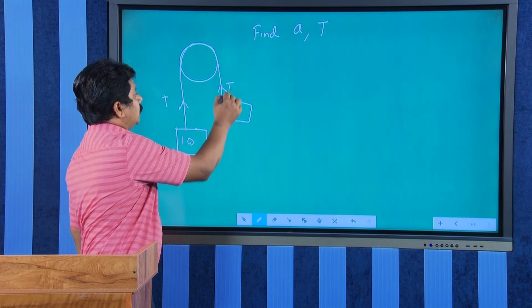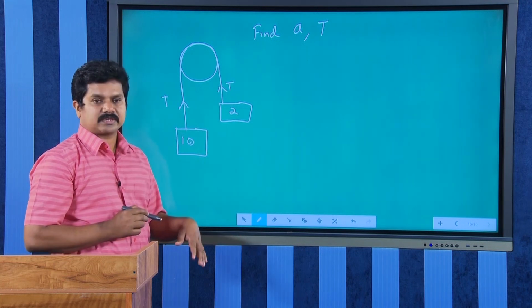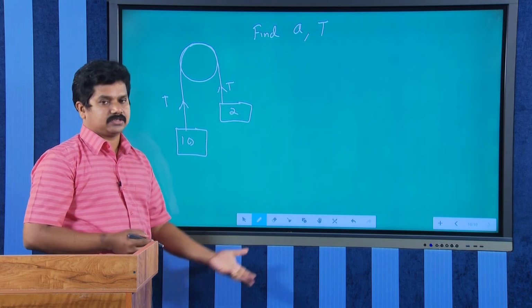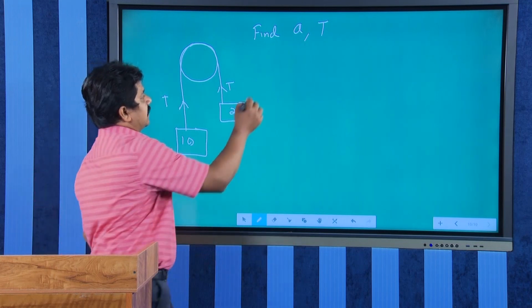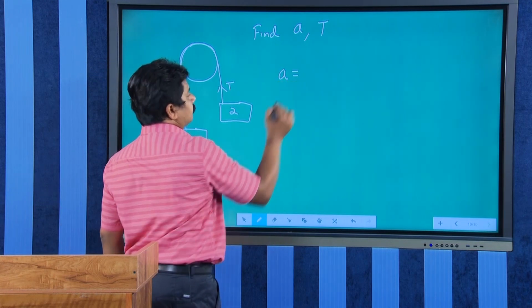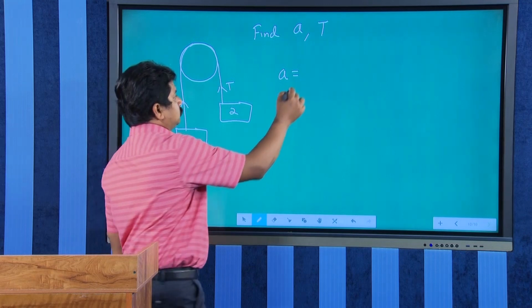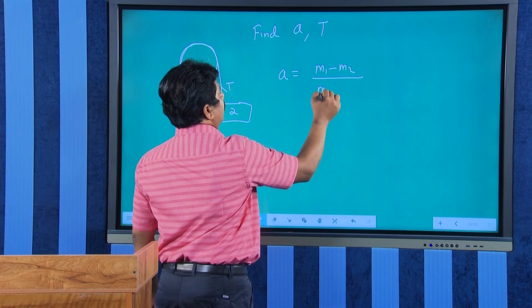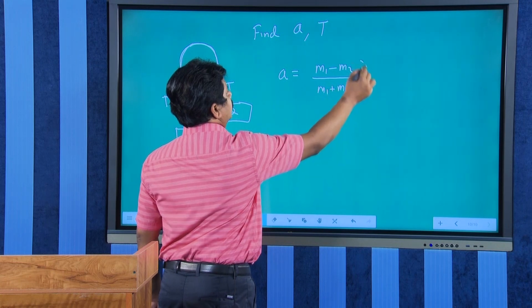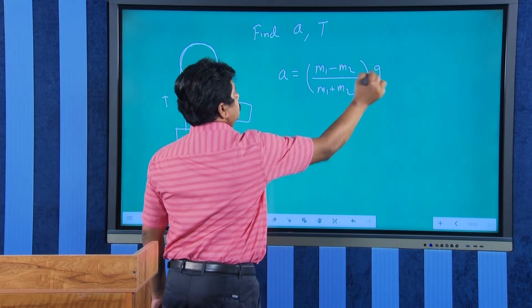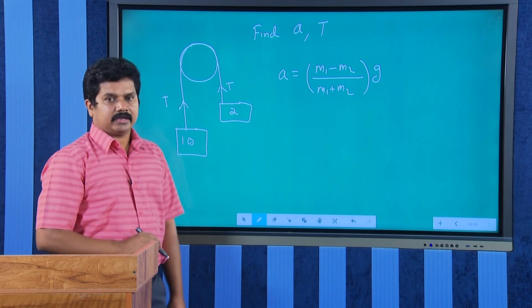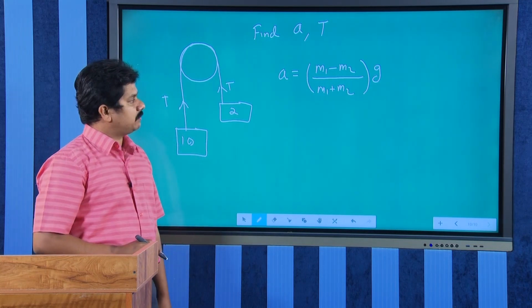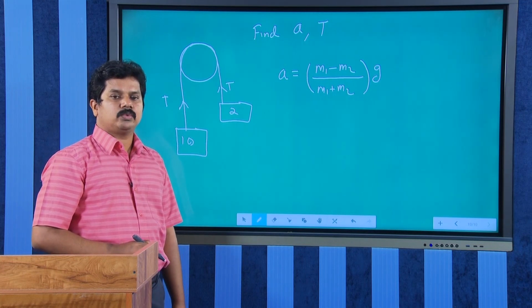Okay. Now, we can directly substitute the expression. We have the expression for acceleration and tension. So, we can substitute. So, what is the expression for acceleration? a equal to m1 minus m2 by m1 plus m2 into g, right.